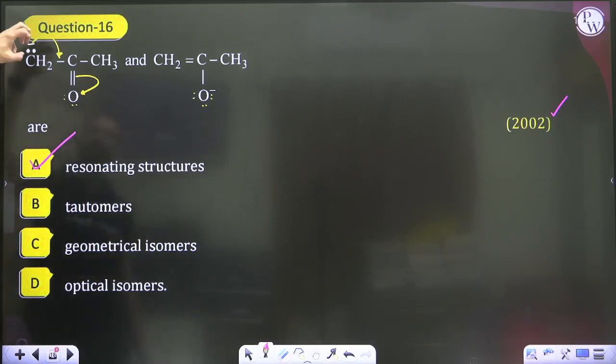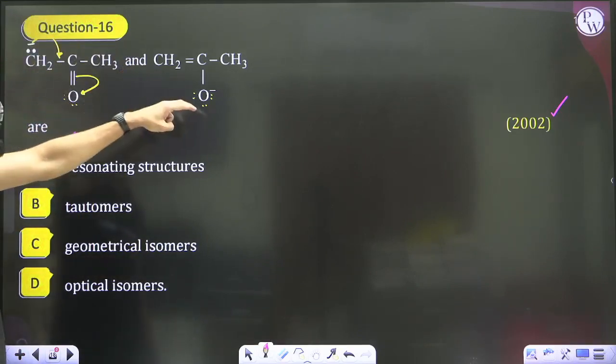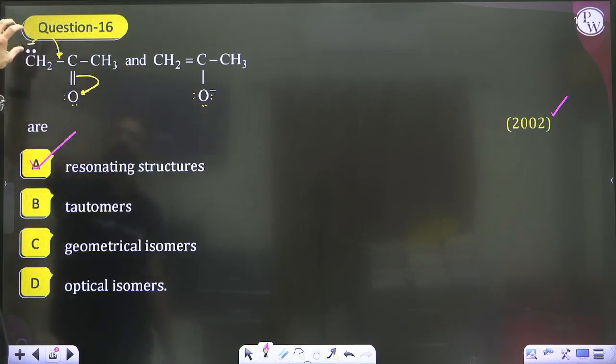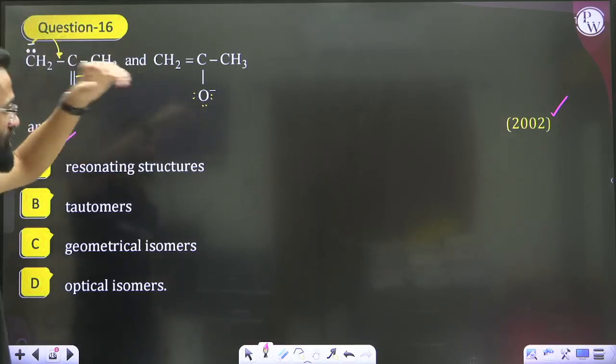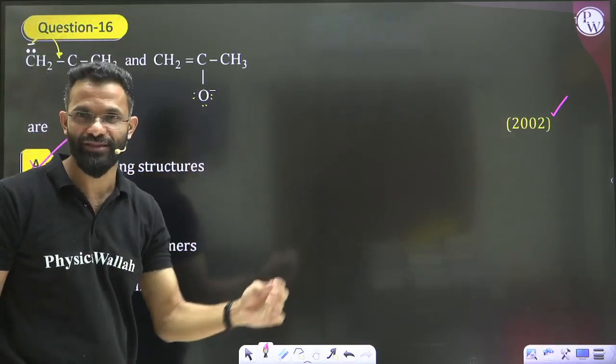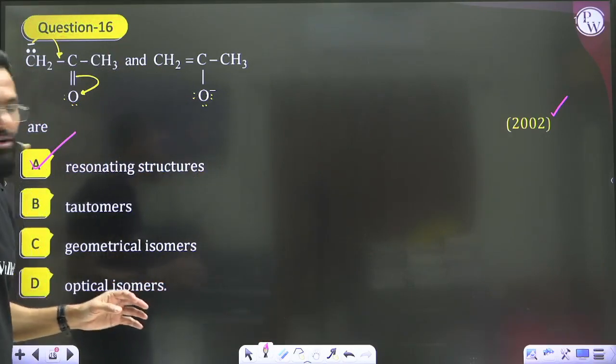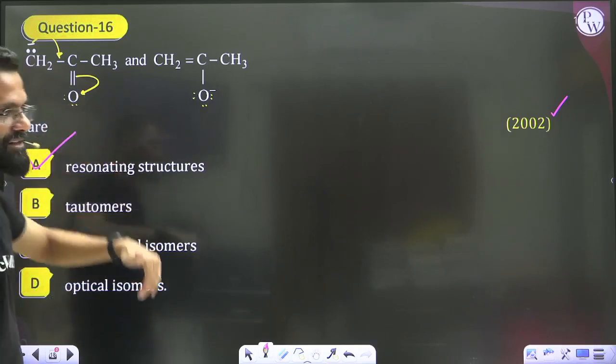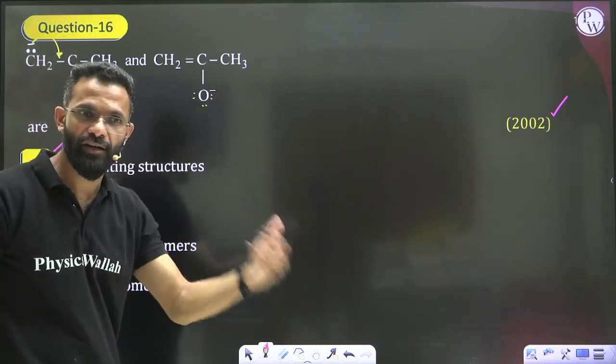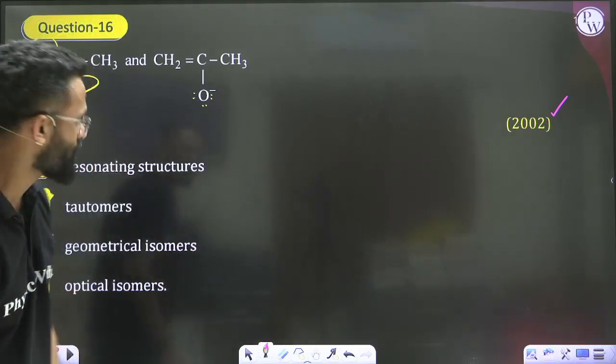If we would have removed hydrogen from here and added hydrogen here, in that case, an atom would have migrated from one carbon to the other carbon. So in that case, we wouldn't call it resonance. We would call it a tautomer. But here there is no change in the position of any atom. Only electron density has been dispersed from one part of the molecule to another part of the molecule.